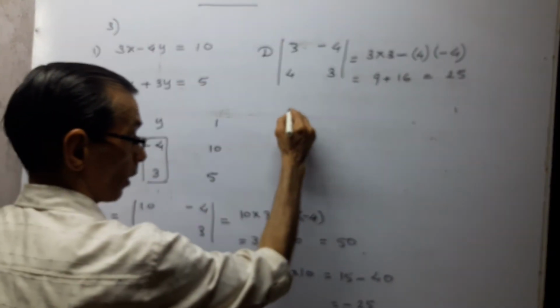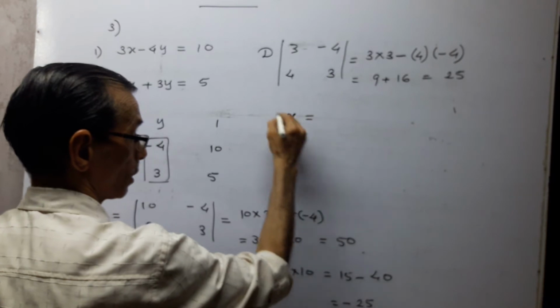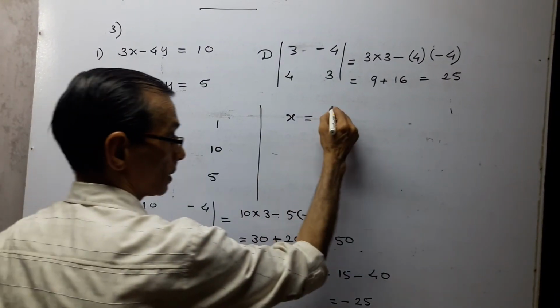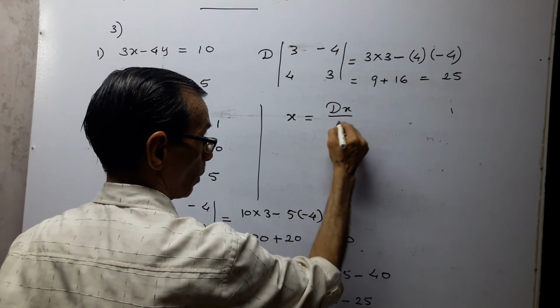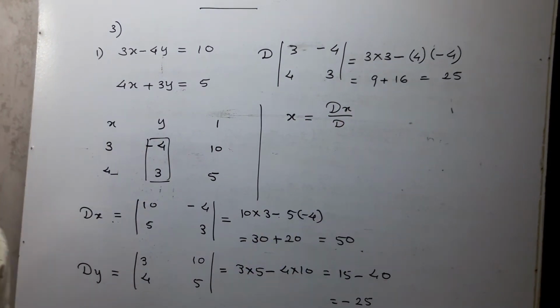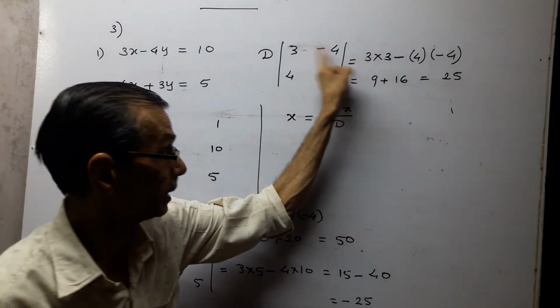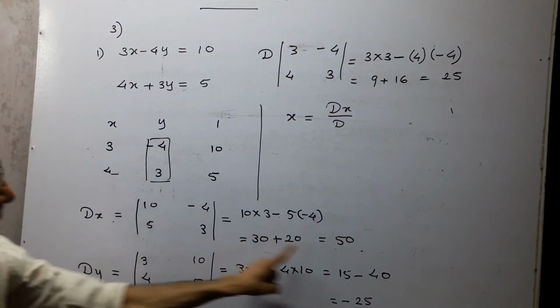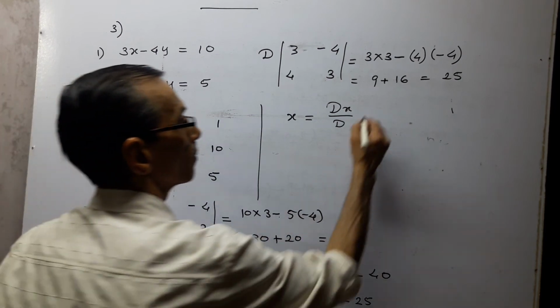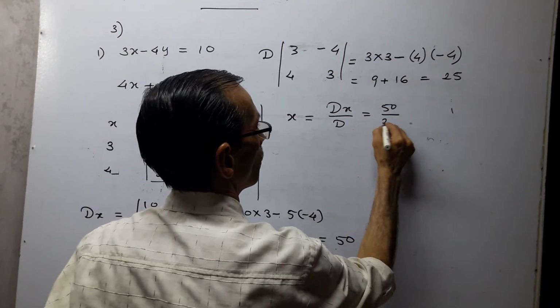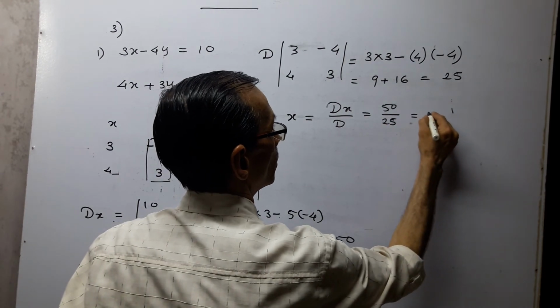Now here we have to find the value of x, and therefore x equals dx upon D. Take note, when you have to find the value of x, we divide dx by D. But the value of dx is 50 and D is 25, and that equals 2.